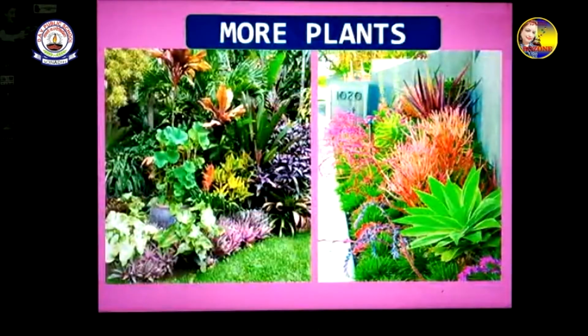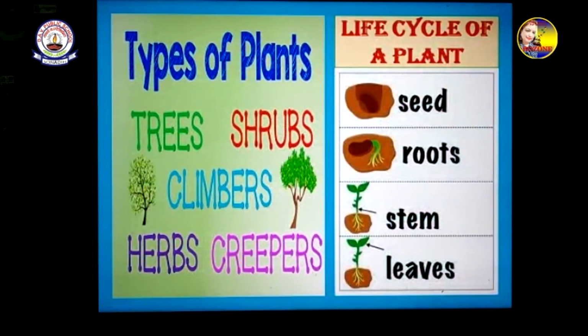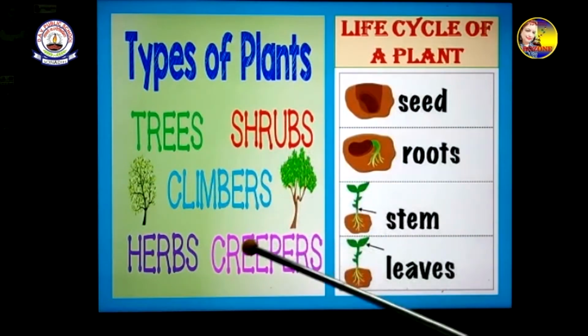Some more plants, very beautiful ones. You must have seen around your houses also, in the garden. Everywhere you can see such beautiful plants, and plants give us pleasure. We feel happy when we see these colorful, beautiful plants. There are many types of plants like trees, I showed you, shrubs, climbers, herbs, very small plants, creepers, I showed you just now.